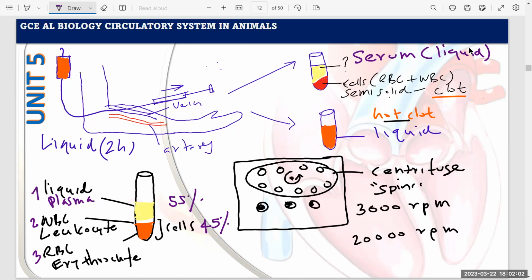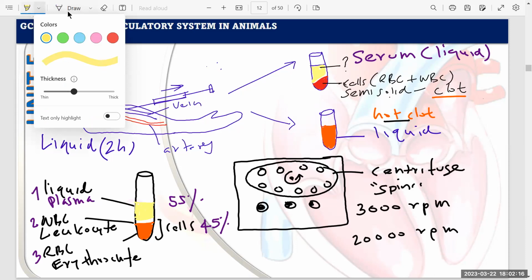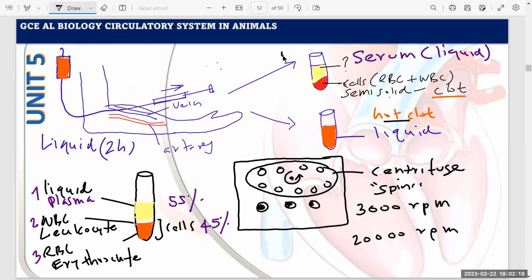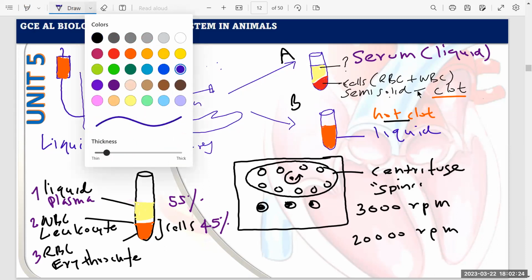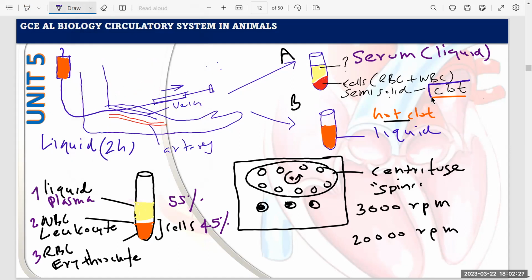Now we're going to understand why it is called serum here, and why it is called plasma here. Now the major difference is, I just label it A. This is A. This is B. So what happened in A and B? A, blood clot forms. B, clot does not form.